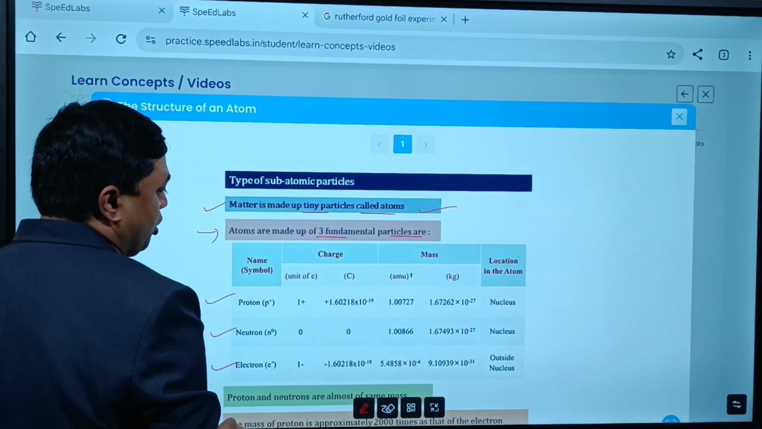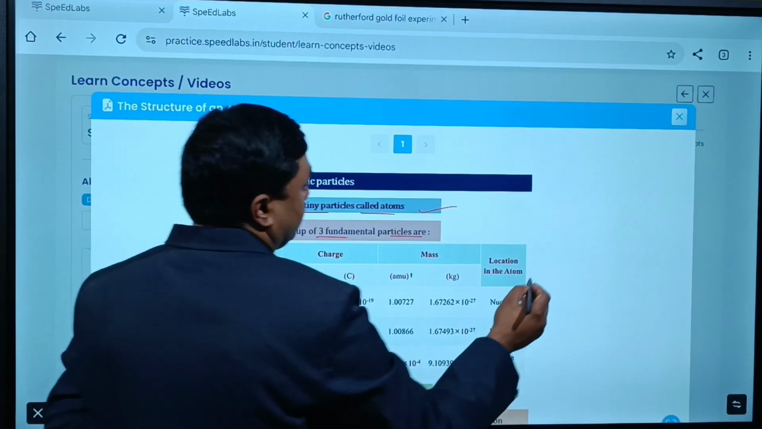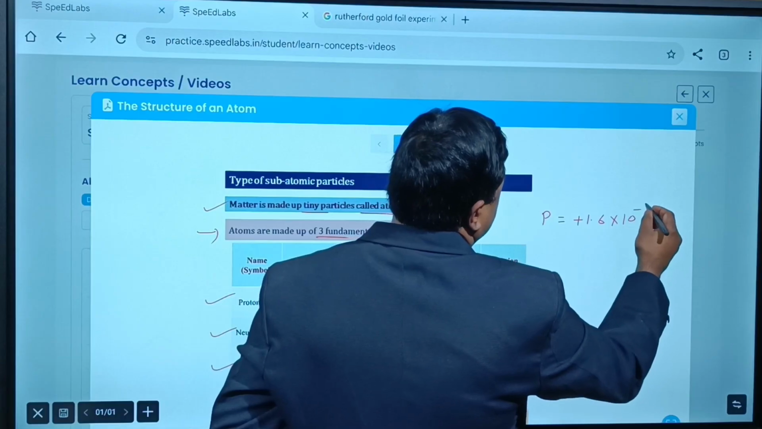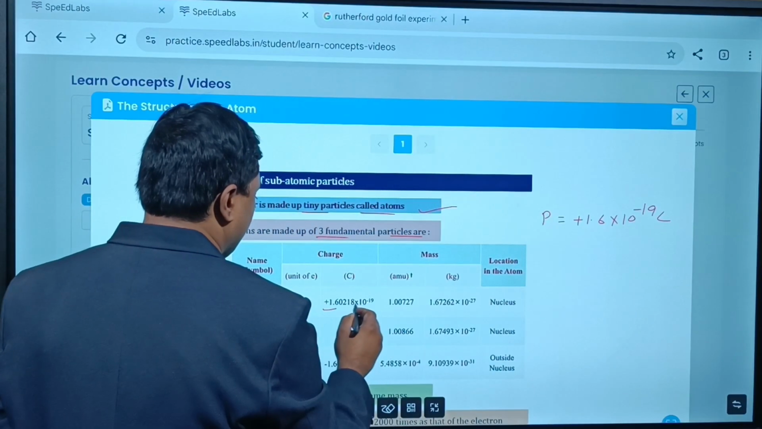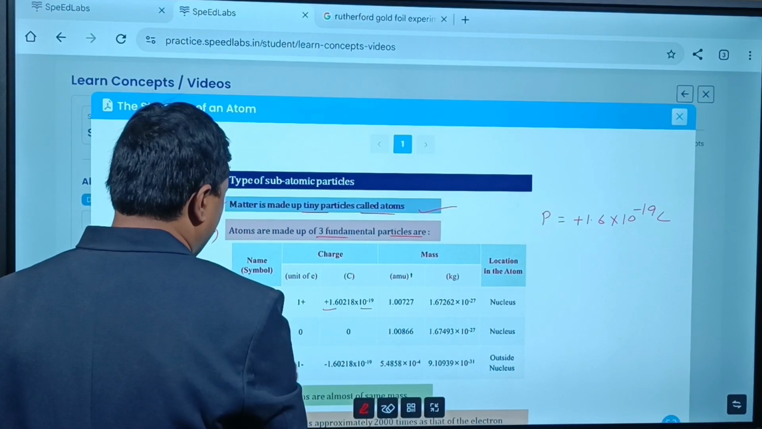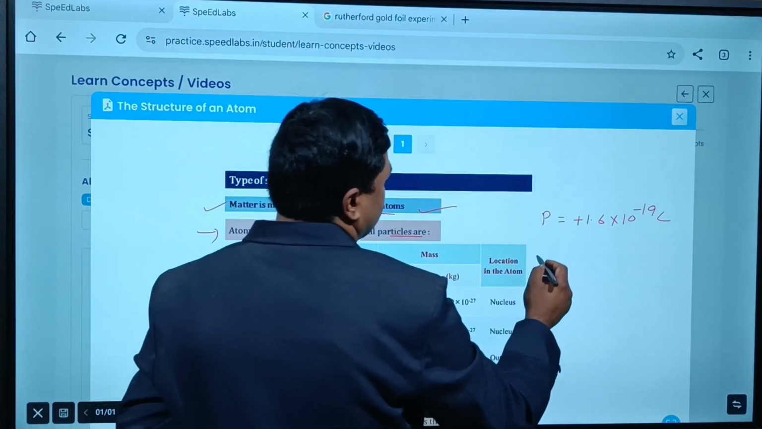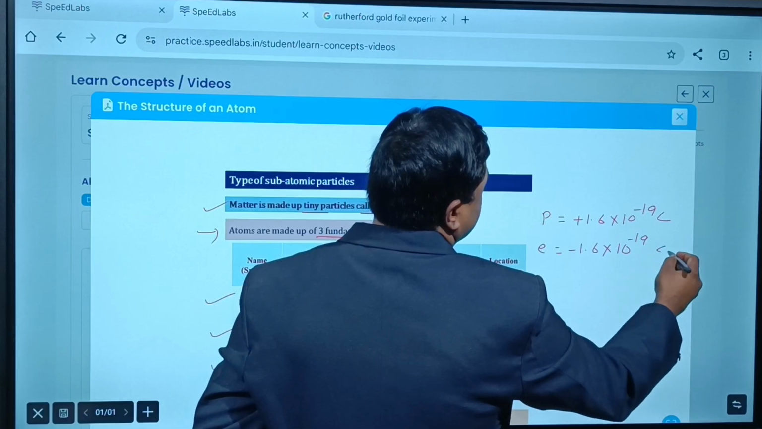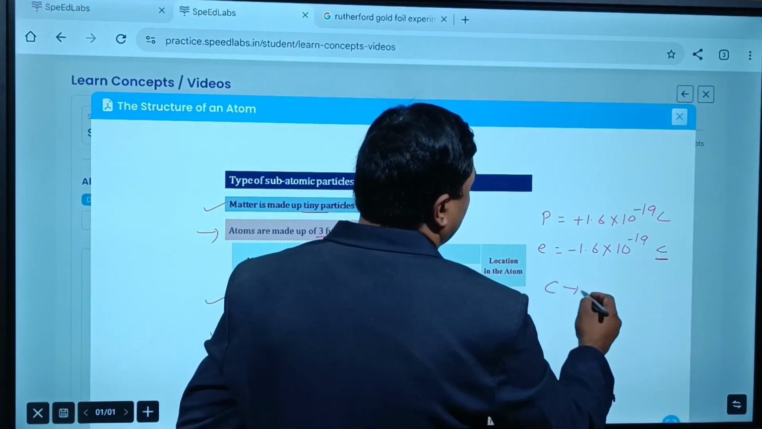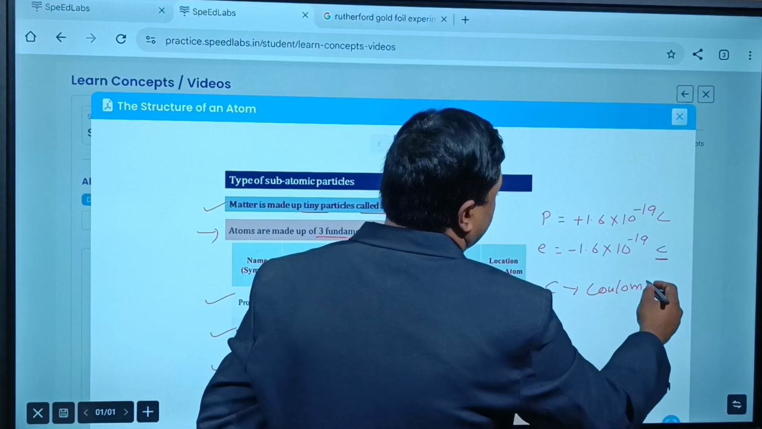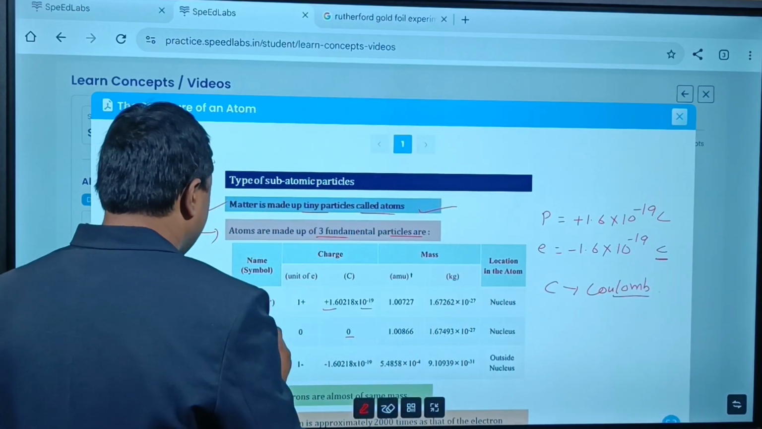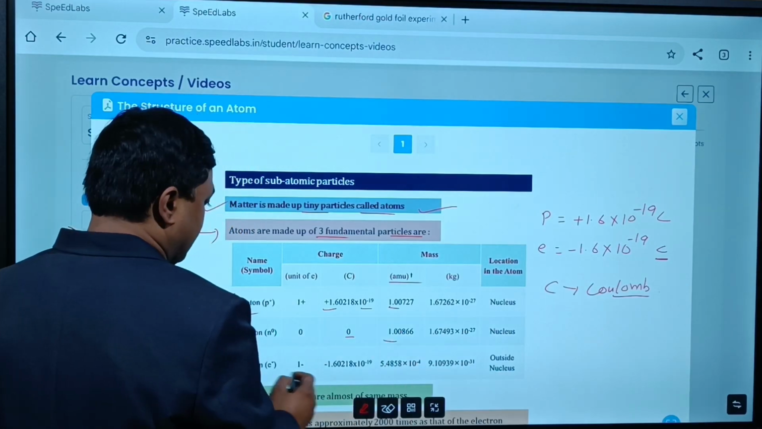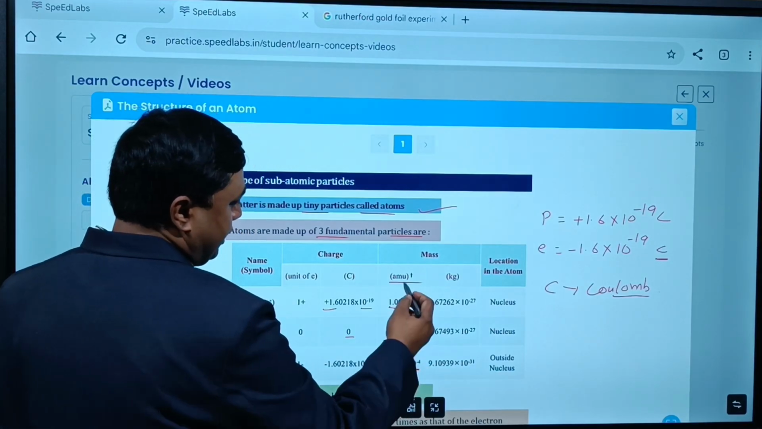Okay, charge. The charge of a proton is plus 1.6 into 10 to the power minus 19 coulomb. This is the charge of the proton, whereas the neutron has zero charge. The charge of an electron is minus 1.6 into 10 to the power minus 19 C. C stands for coulomb. Coulomb is the SI unit of charge. Proton mass is generally 1 AMU, neutron 1 AMU generally, electron 5.4 into 10 power minus 4 AMU.